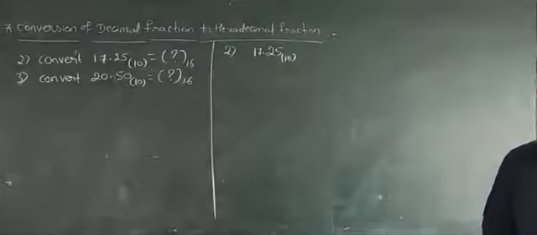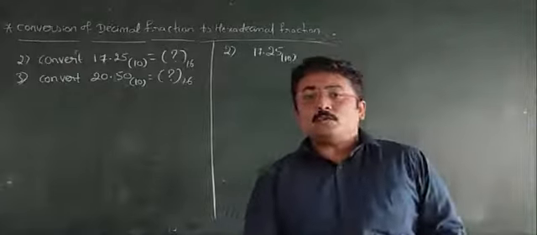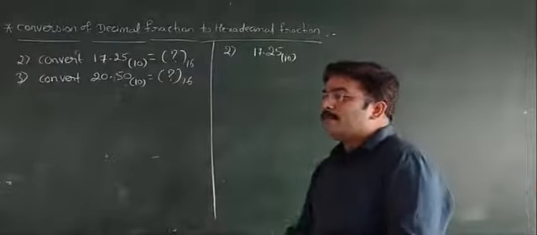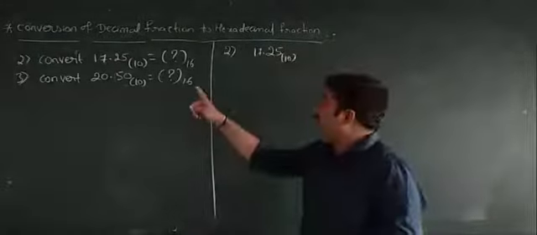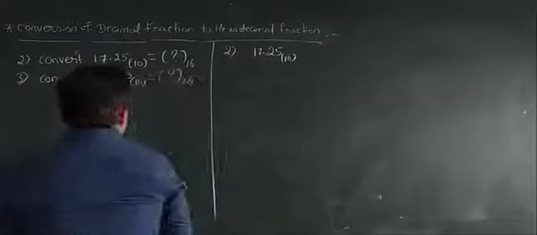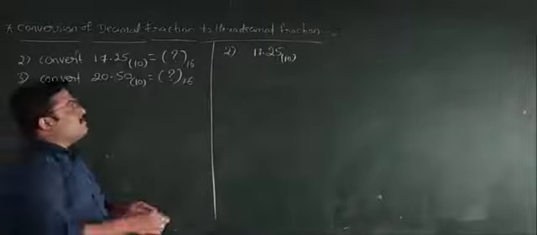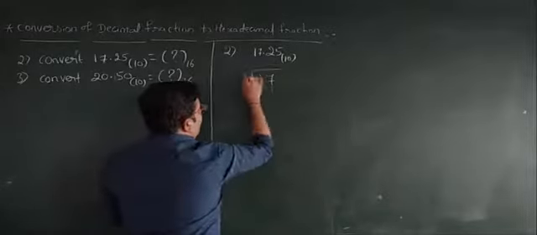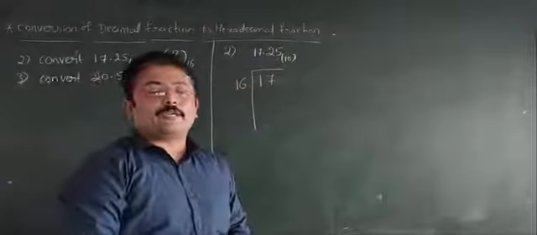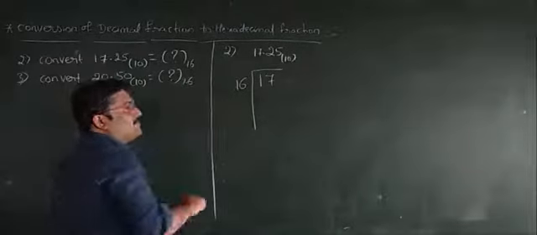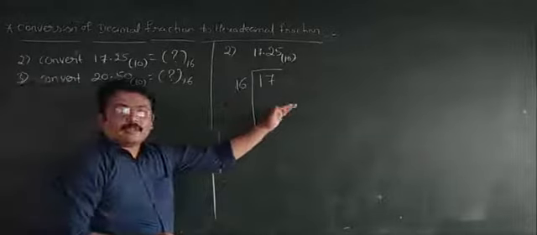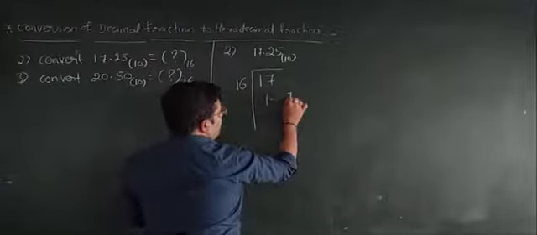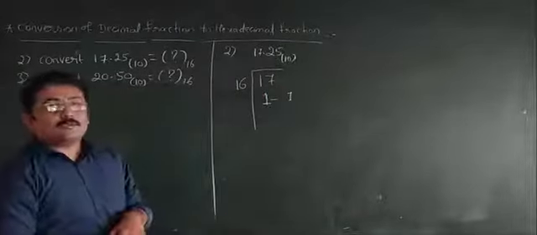Let us continue with some more examples of converting decimal fraction to hexadecimal fraction. Let us take one more example, that is 17.25 to the base 10, convert it into hexadecimal number. First the integral part calculation: 17 divided by 16, because I should convert it into hexadecimal number, the given number should be divided by 16. So 16 ones are 16. Quotient is 1. Remainder is also 1.